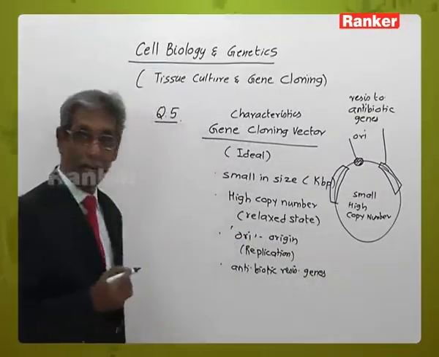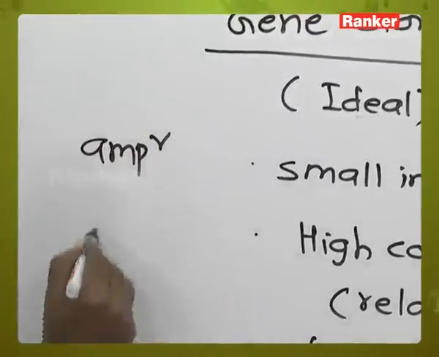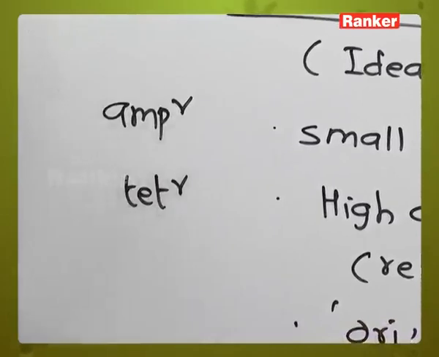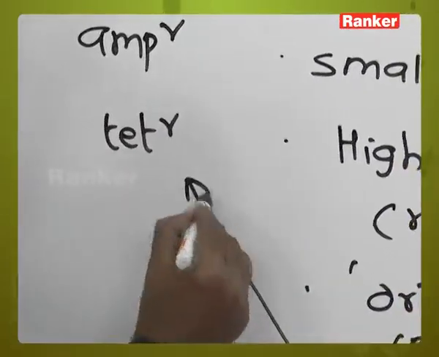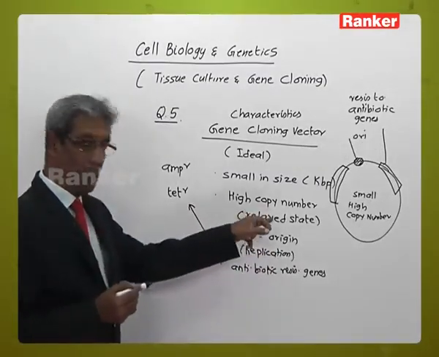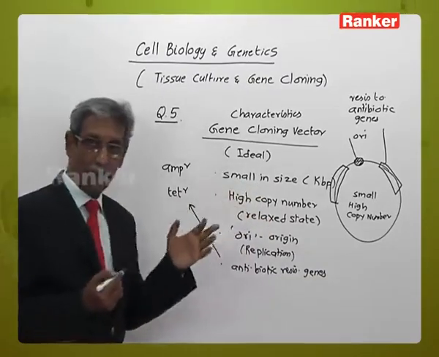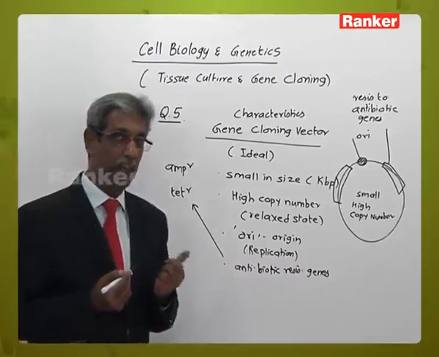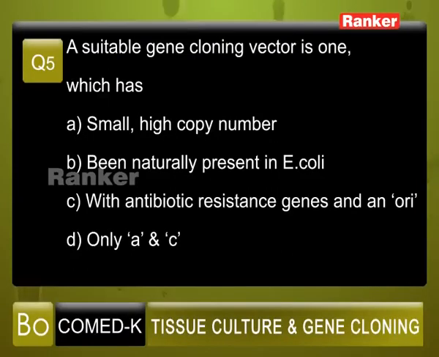So, what are the common antibiotic resistant genes? If you take AMPR, ampicillin resistance, as well as tetracycline resistant genes. So, presence of antibiotic resistant genes, presence of an ORI, being in a high copy number or a relaxed state and being small in size, these are the basic attributes of the most suitable vector which is used in genetic engineering or in the case of biotechnology. So, among the choices we have the choice D says only A and C, and the answer is D.